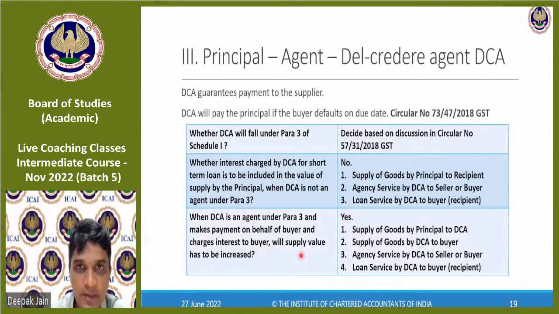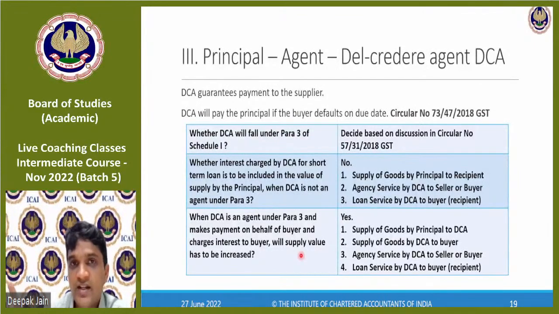Only on his commission I will pay GST. But when this agent is supplying in his own invoice, then whatever I give him free of charge also is treated as a supply. Correct? Because he is acting as an independent person.